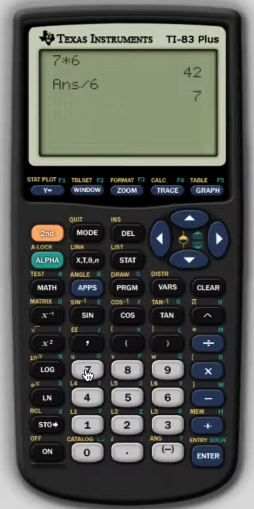Now, if it was something you didn't know, let's go ahead and use our second entry. There's my 7 times 6. Let's say now I want to divide that by that denominator, so I'll stick the denominator in parentheses and tell it 3 times 2. Now I've taken the numerator, which is 42, and divided it by the denominator.